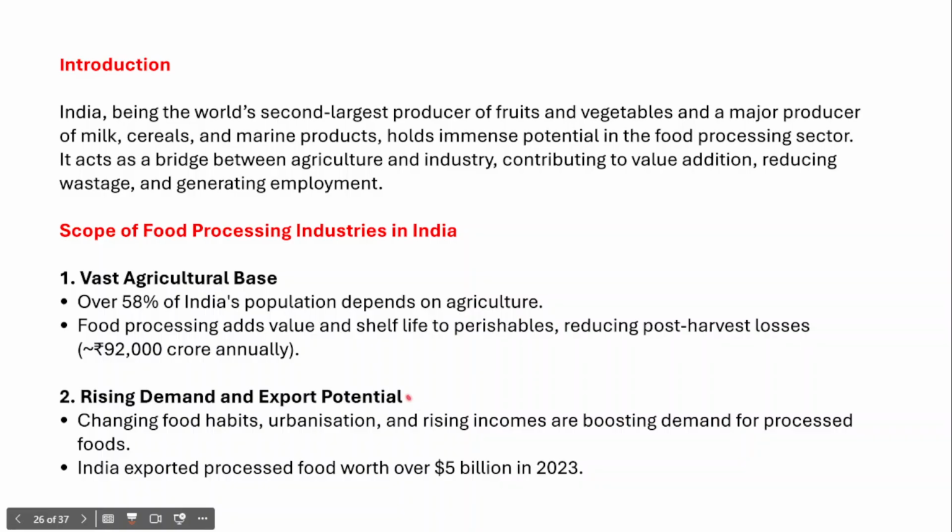And then we need to talk about the rising demand and export potential of the agricultural produce, right? Because of the changing food habits, urbanization, and rising incomes of people, this has been increasing the demand for processed foods in India, right? So therefore the food processing sector can cater to the demands of changing food habits and increasing urbanization. And in fact, in the year 2023, so far India exported processed food worth $5 billion US.